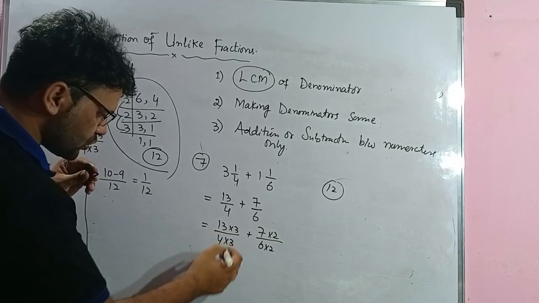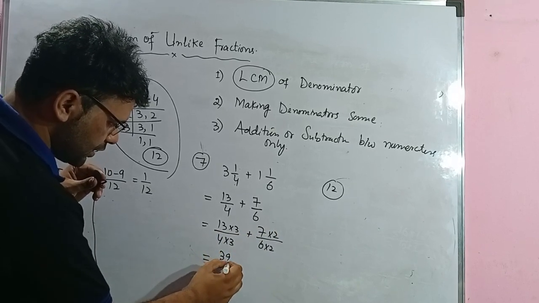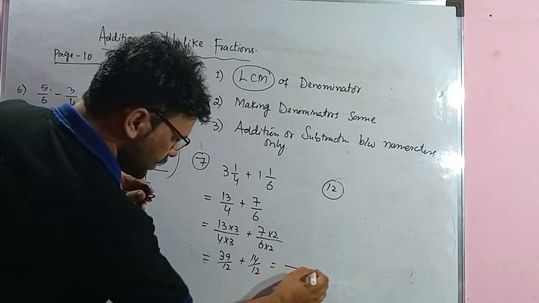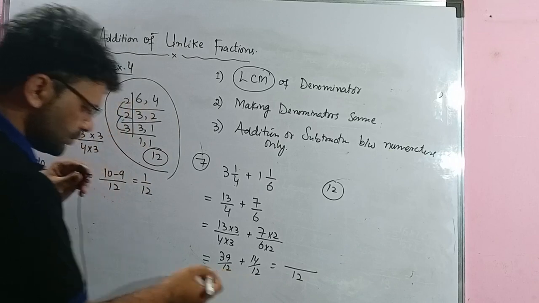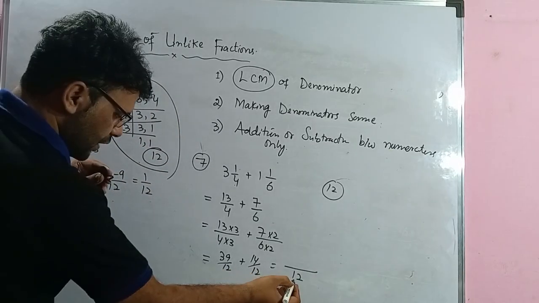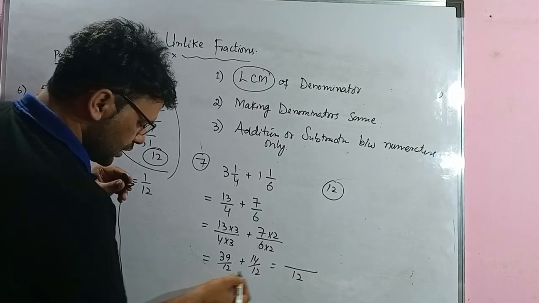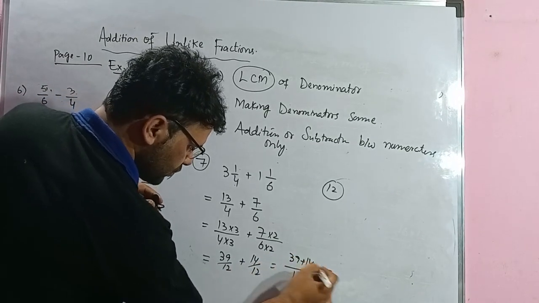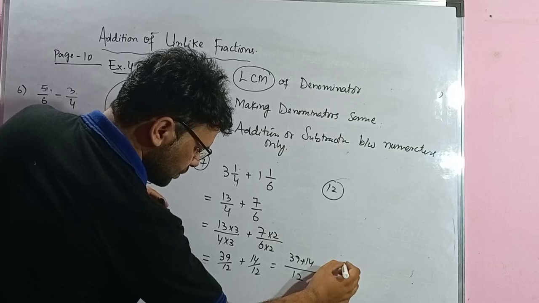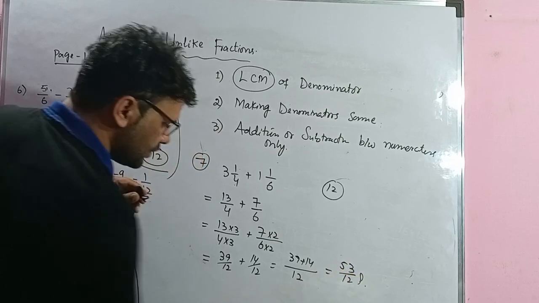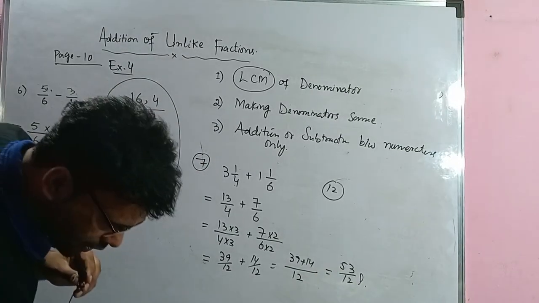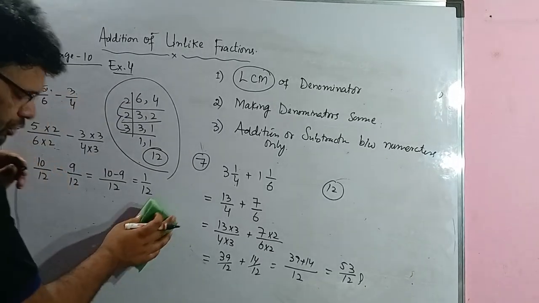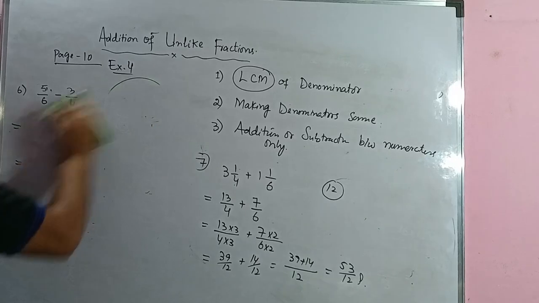That is 13 into 3, that is 39 by 12. Plus 7 2s are 14 by 12. Now you can see 12 is the common denominator. I can write here 12 because they are like fractions now. It's 39 plus 14. What is that? It's 53 by 12. This is the answer of the question. Now you can see the next one I will show you. That is the 11th one I will show you.